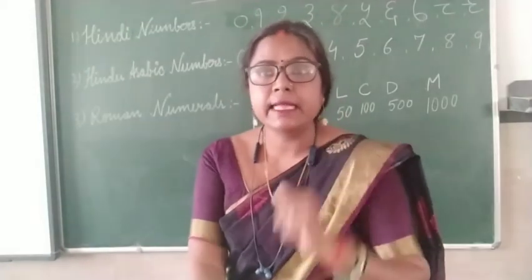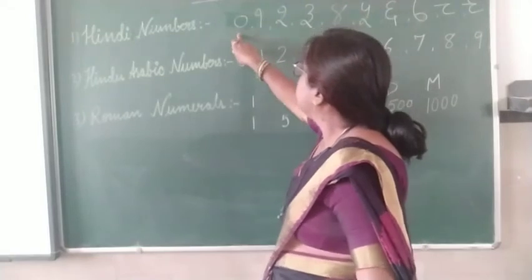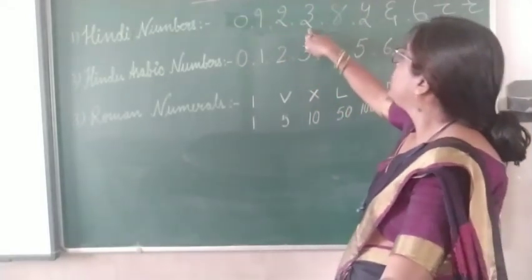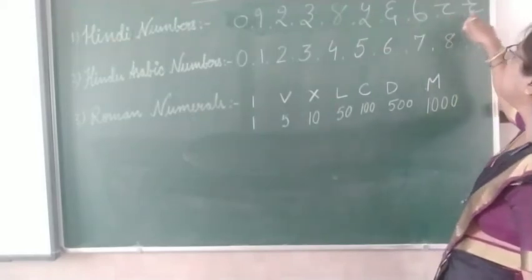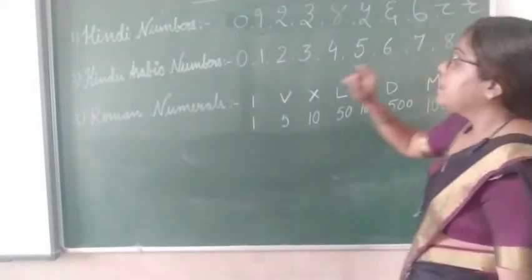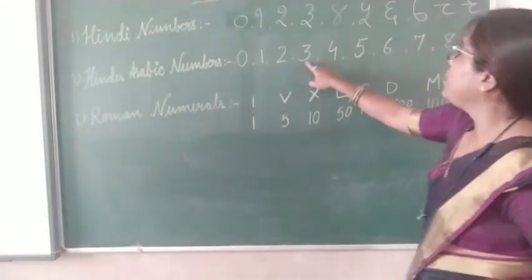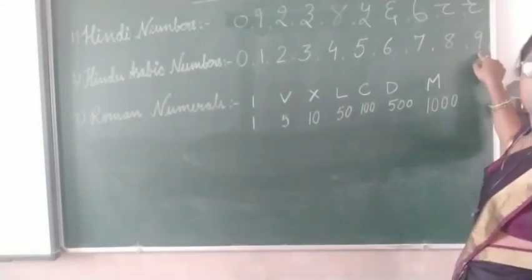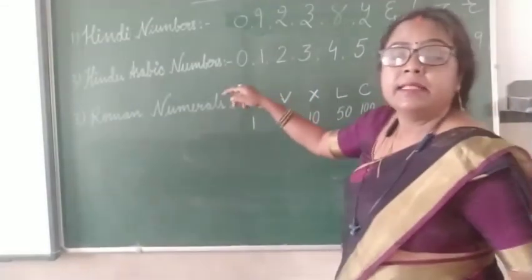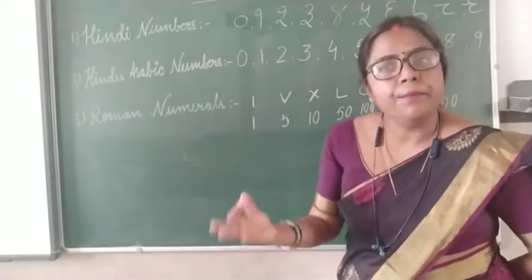So how many digits are there in Hindi number? Same as Hindu Arabic: 0, 1, 2, 3, 4, 5, 6, 7, 8, 9. Now come to the Hindu Arabic number: 0, 1, 2, 3, 4, 5, 6, 7, 8, 9. So these are the digits. By adding the digits, we are making a number.